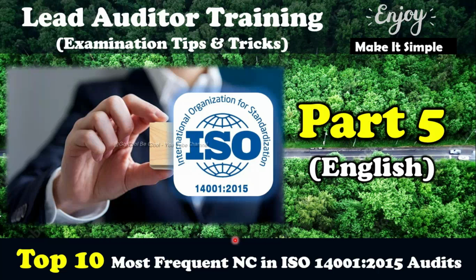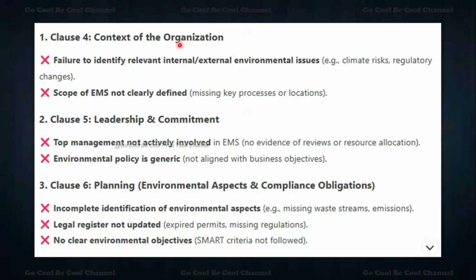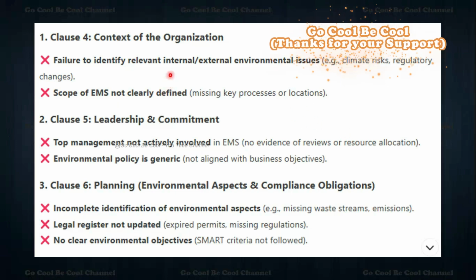What are the scenarios where they will generally see an NC? Now we will see one by one slowly. Clause 4 talks about context of the organization. Generally there is failure to identify relevant internal and external interested parties and environmental issues, for example climate risk and regulatory changes. Then the scope of the EMS is not clearly defined, so a key process or location is missing. That comes under clause 4. So two major failures we can generally observe.